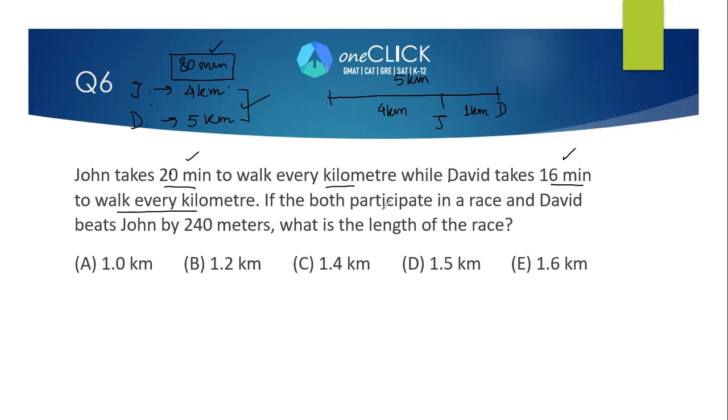Okay. Now, they are saying that David beats John by 240 meters in a race. That means what? In the same time, David has reached the end. John is 240 meters behind. So that means if this one were 240 meters, so 1 is 240 meters. What is 5? 5 times 240 meters. So that's 1200 meters. So that's what? 1.2 kilometers. That's the answer. That means David covered 1.2 kilometers. That's the length of the race because David will finish the race. John would be left behind.